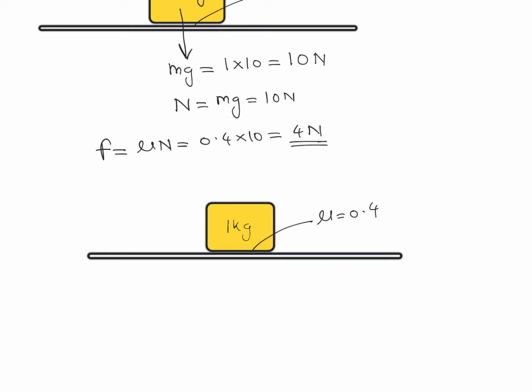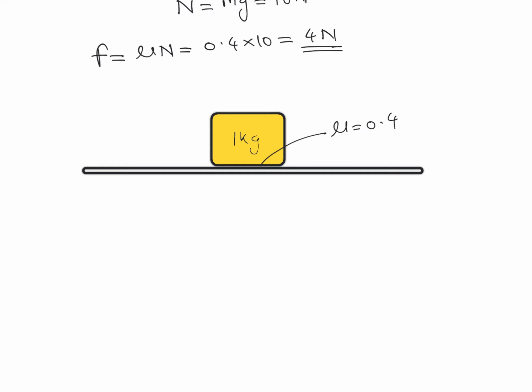So the frictional force acting on this object will also be equal to 0. So in this situation, the frictional force acting on the object is not equal to 4 Newton, but it is equal to 0. So friction force is equal to 0 when the applied force is equal to 0, because friction is always trying to oppose the relative motion. If the object is not trying for any relative motion, there will not be any friction.